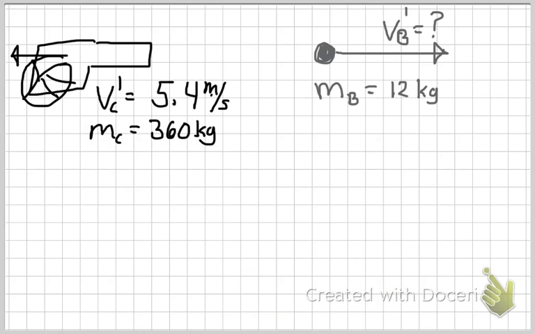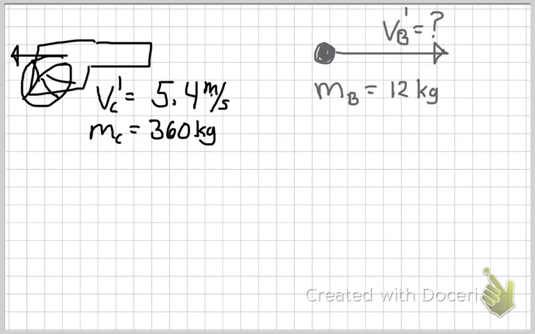After the cannon is fired, we're told that it rolls backwards at a velocity of 5.4 meters per second. So this is what our after picture might look like. Cannon's rolling backwards to the left, cannonball is moving forward to the right. The question is asking us to figure out the velocity of the cannonball.